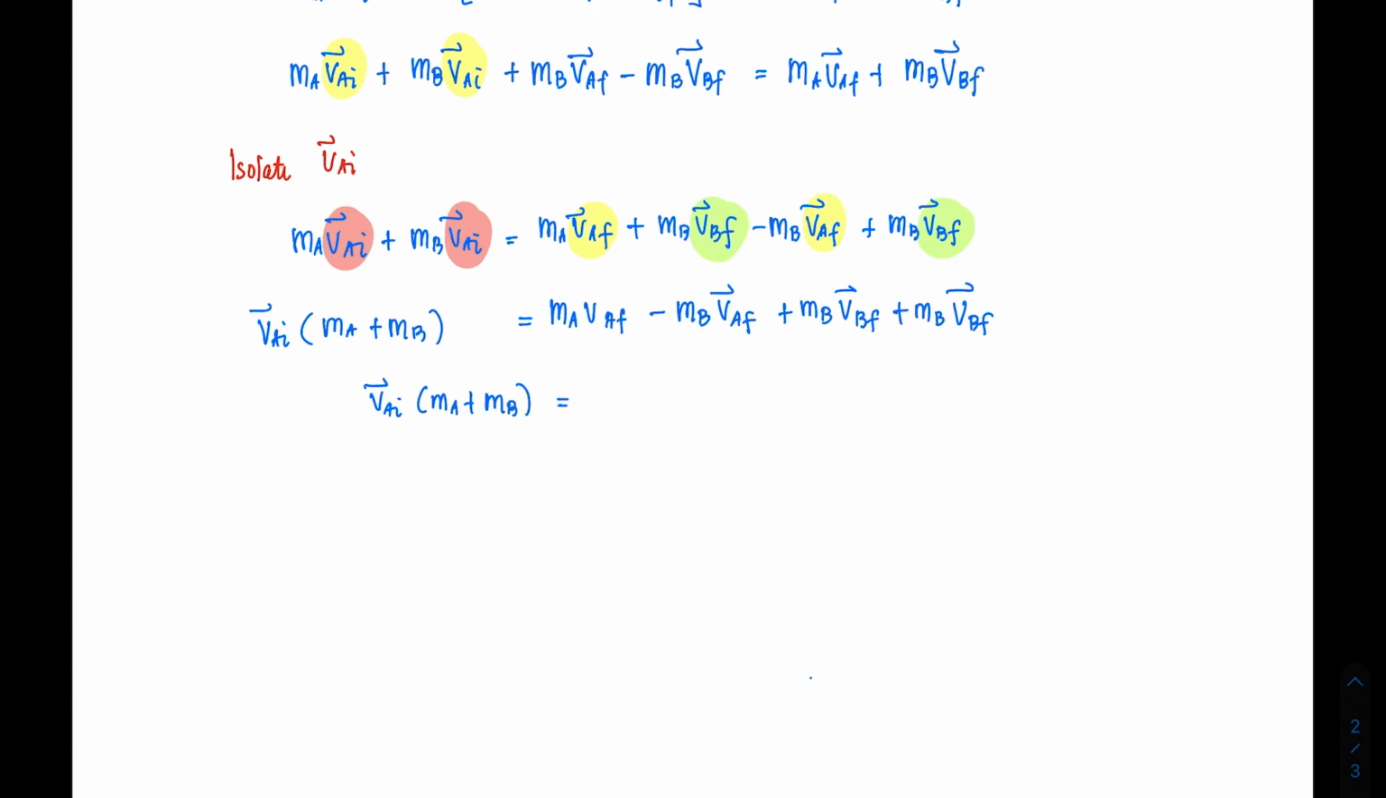When you inspect the right-hand side of the equation, that means this portion over here, you can actually isolate or factor out VAF. That means you can now have MA minus MB. Now over here, VBF is also a common term, so you have to factor that out. What is left now is MB plus MB. Alright?